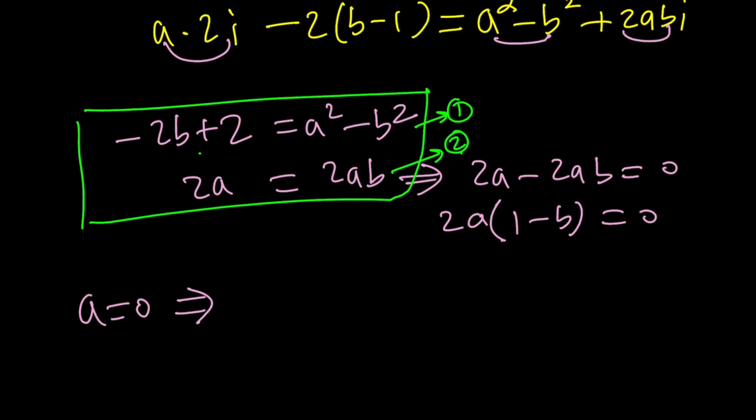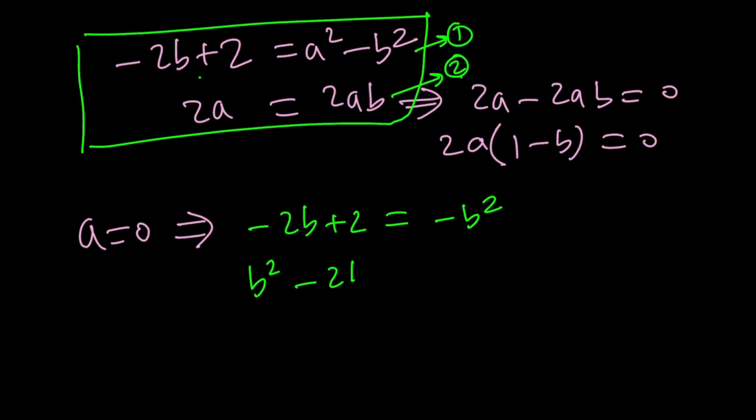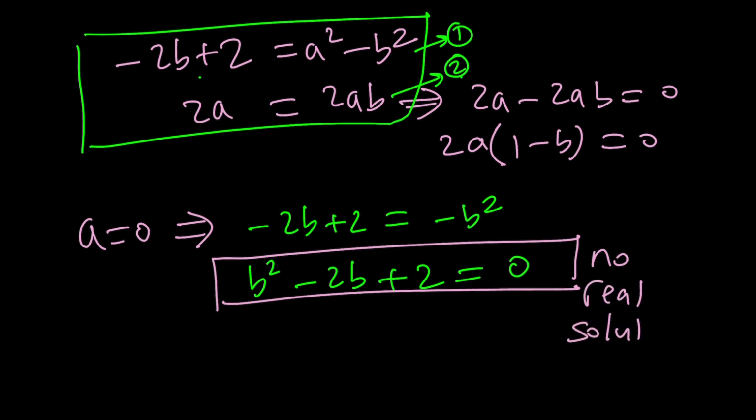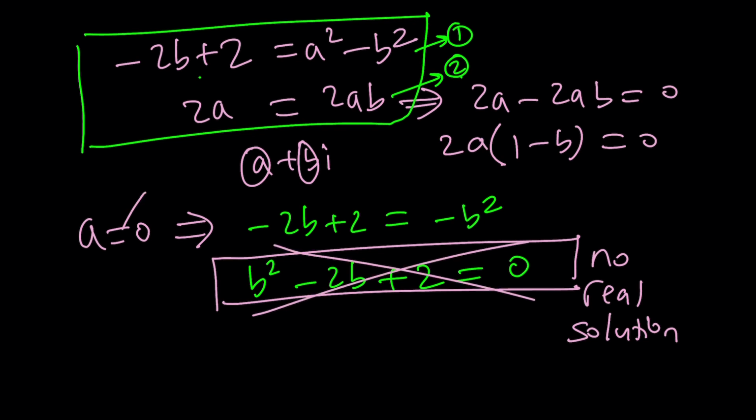If a is 0, plug it into the first equation, number 1, you'll get -2b plus 2 equals -b squared, and you put the b squared on the left hand side, you get b squared minus 2b plus 2 equals 0. Guess what? This equation has no real solutions. Wait a minute, isn't this channel all about complex numbers? But a and b have to be real, okay? That's how we define a complex number. When you write a plus bi, a and b are supposed to be real. So we don't get any good b values, which means a cannot be 0.